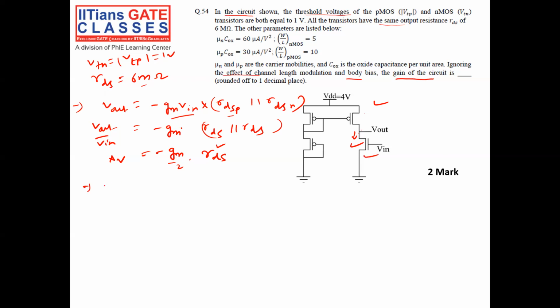For finding transconductance, I have to know either the DC current or the DC gate to source voltage. Since here the DC gate to source voltage is 0, because it is fed by current, I have to find out the current ID.